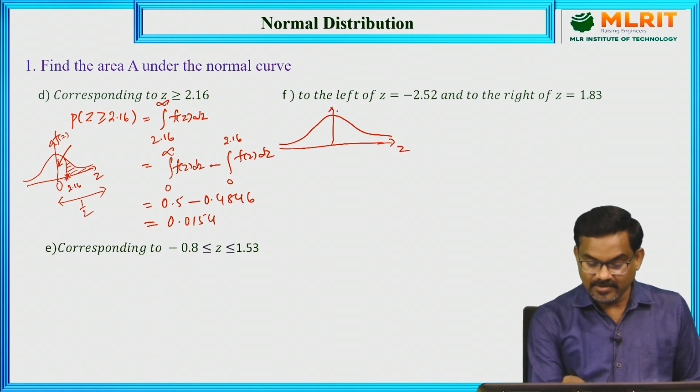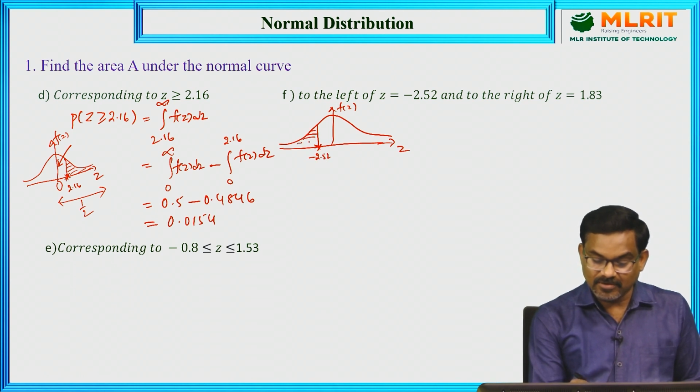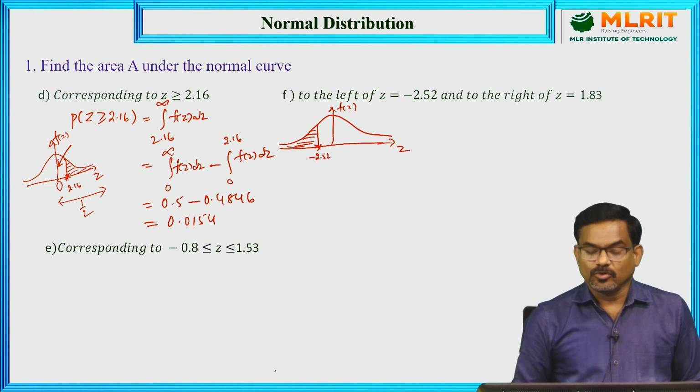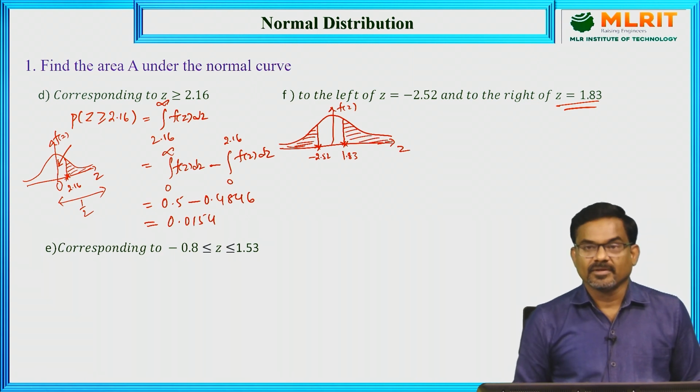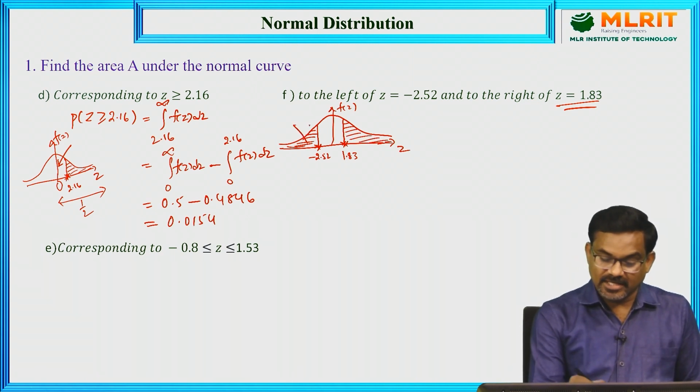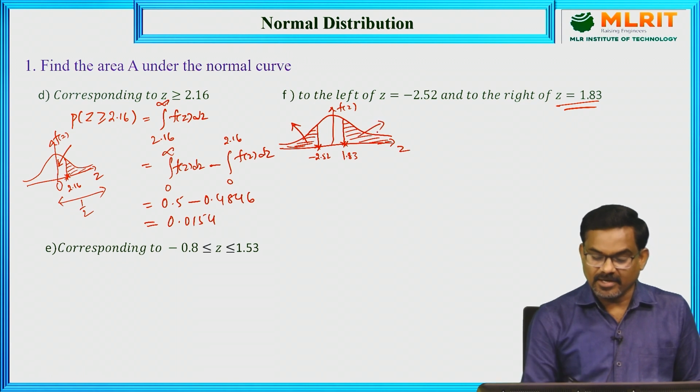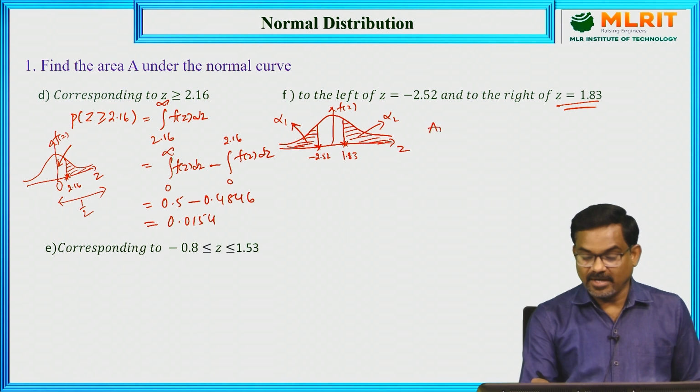This is z, f of z, negative value minus 2.52. To the left of this means the left side region, and to the right of z equal to 1.83. So let us consider the positive point here, 1.83, and to the right of this. We need to calculate this area plus this area, for example alpha 1, alpha 2. So the final answer is alpha 1 plus alpha 2.